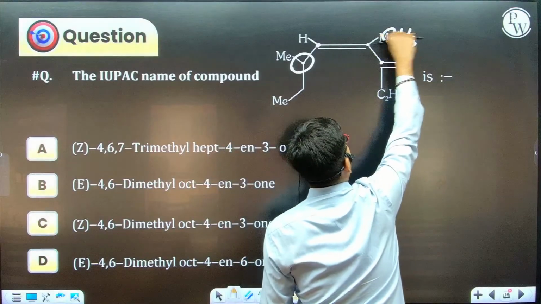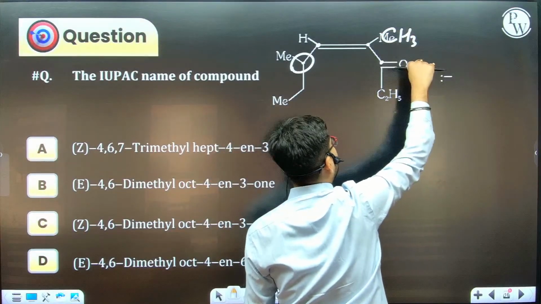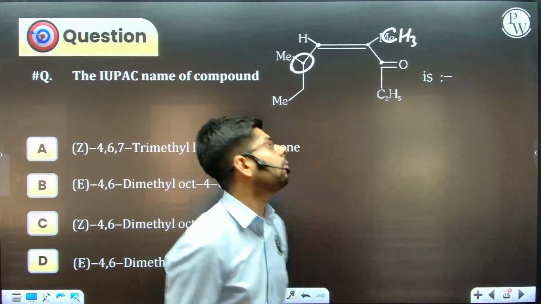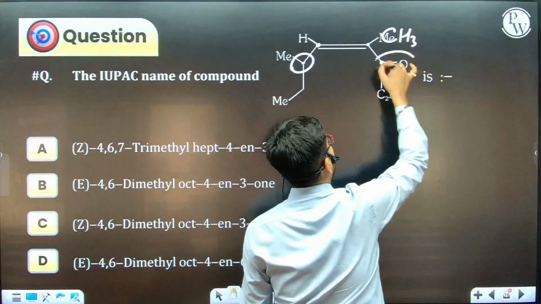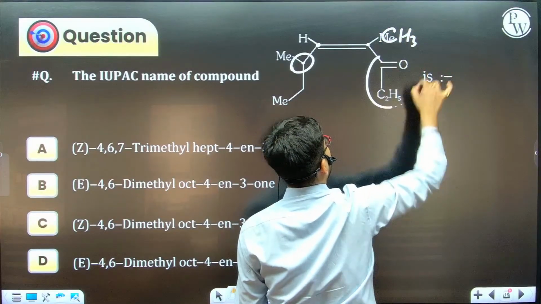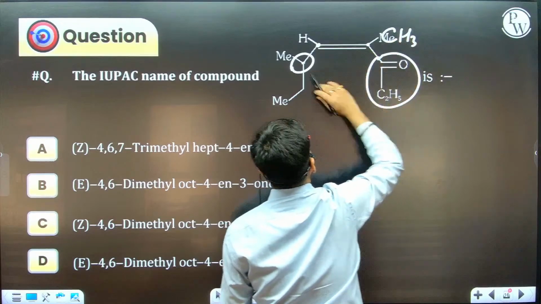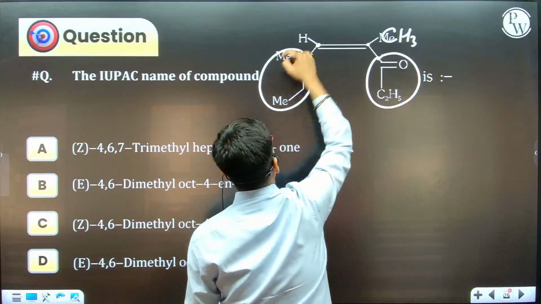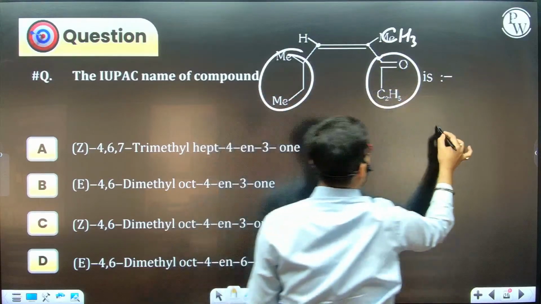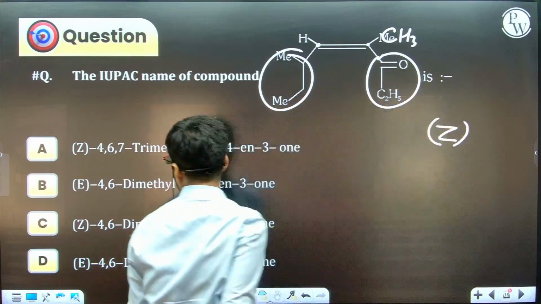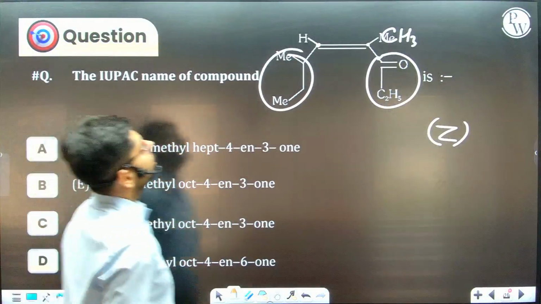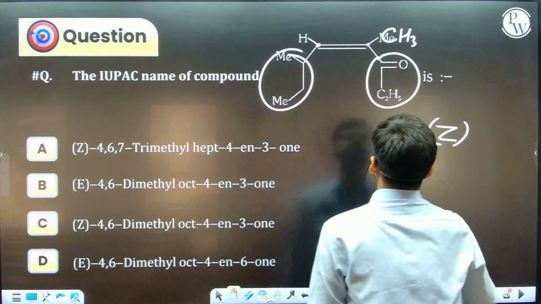Here carbon is attached to hydrogen. Here carbon is attached to oxygen. We know that the atomic number of oxygen is higher than the atomic number of hydrogen, which means this entire group has a higher priority than CH3. Similarly, here also this entire group has a higher priority than H. So the higher priorities are lying on the same side. So the configuration around the double bond is Z. Now, what about the position of the ketone?